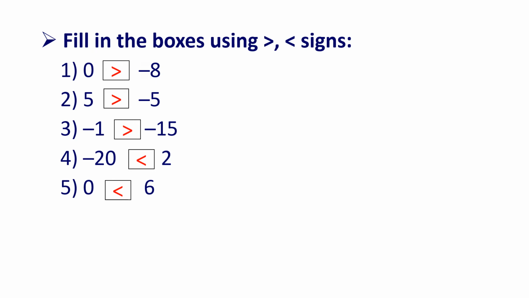So students, we conclude that every positive integer is larger than every negative integer. 0 is less than every positive integer. 0 is larger than every negative integer. 0 is neither a negative integer nor a positive integer.